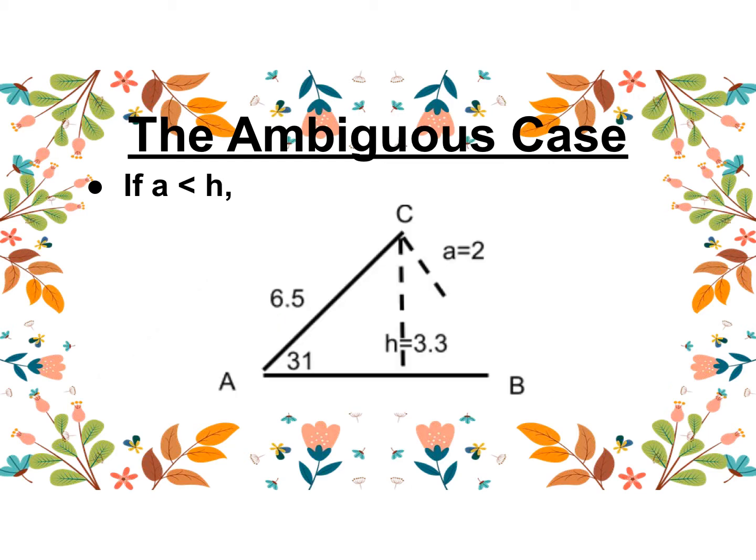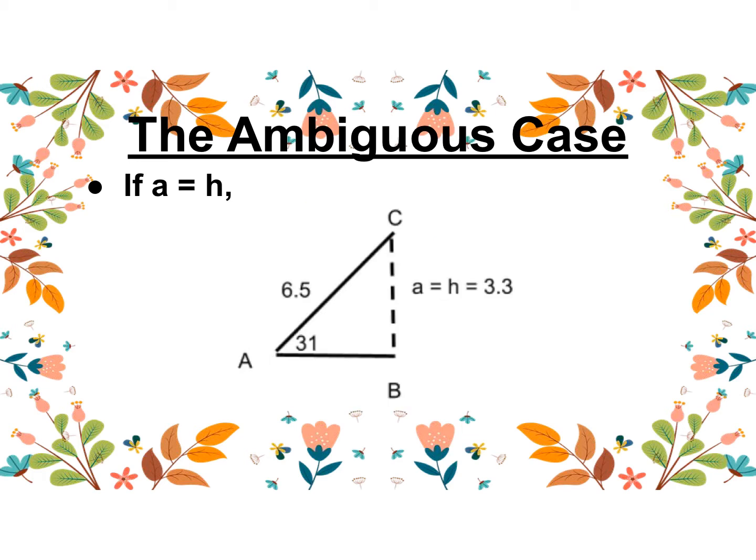So if the height is 3.3 and I give you an A value of 2, it's too short. So here we would have no triangle. If A is less than h, it's not even going to reach to make a triangle. If A equals h, they're both 3.3, then you have one right triangle, and you can go ahead and use right triangle trig.